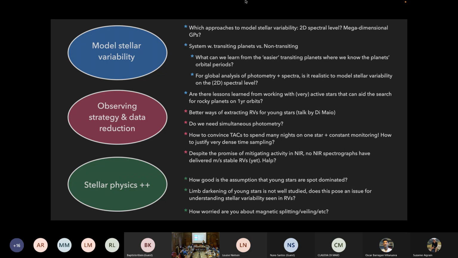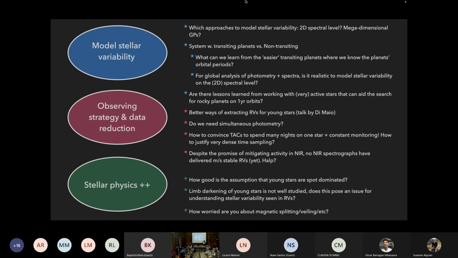And the other one, I thought a lot about this during the discussion on using the 2D spectra. I was thinking about how practical it is to do a global model where you're analyzing your transit photometry, maybe some simultaneous photometry, and your radial velocities, and how practical it would be to actually model the RVs at the 2D spectrum level. I don't know if anyone has ideas or a feeling for how tricky that is. I'm a little scared of it.